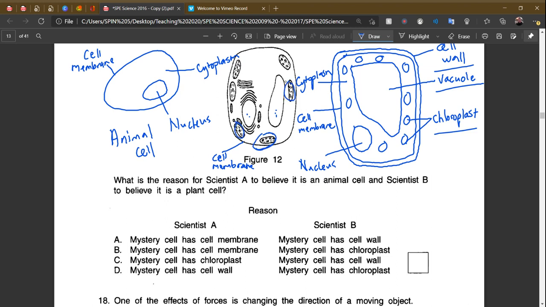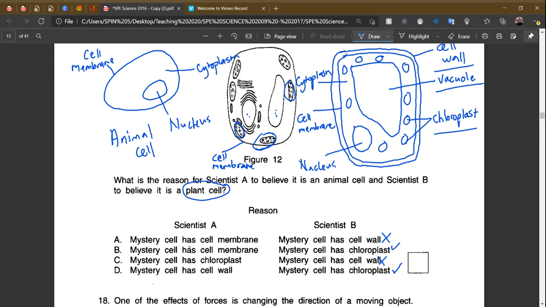Let's have a look at the choices. So the one that we should pay attention to is the one that talks about plant cells. And scientist B says it has cell wall. As I mentioned, there's only one layer there, so cell wall is not present. And then mystery cell has chloroplast. We can see several chloroplasts there, so that one is acceptable. Again, cell wall is not, and chloroplast is a yes. So the best choice is B and D.